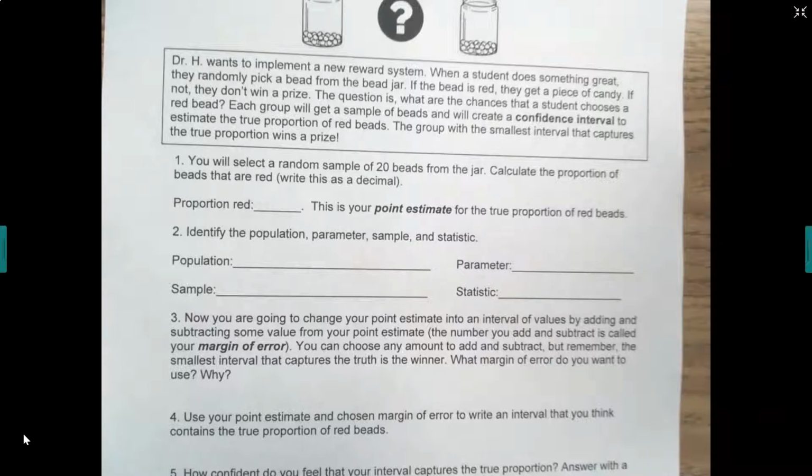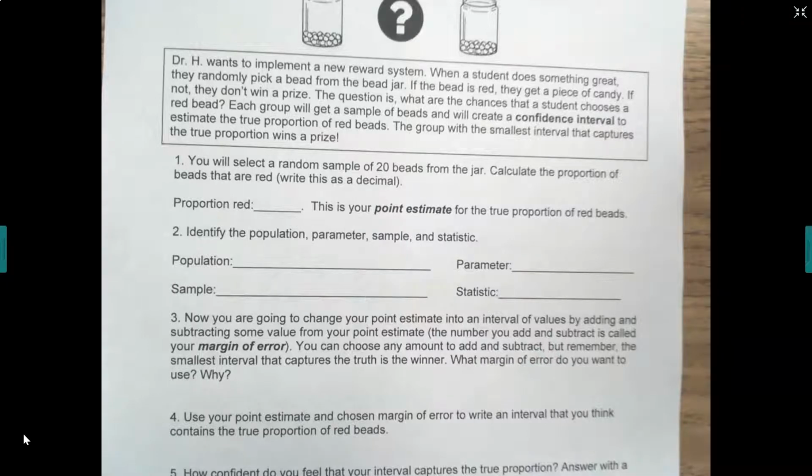So if I just have a bunch of beads, each group, so we're not going to do this in groups, we're going to create a confidence interval to estimate the true proportion of red beads. So the group with the smallest interval then captures the true proportion. Okay, so we want to make an interval of plausible values that could capture the true population proportion.